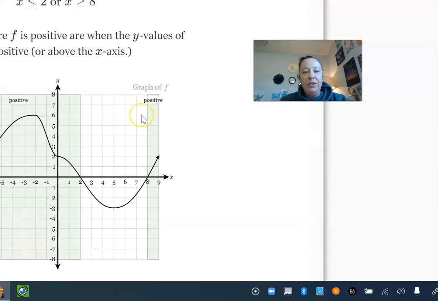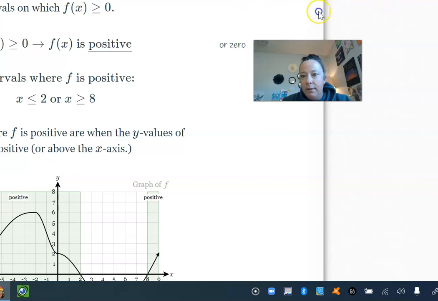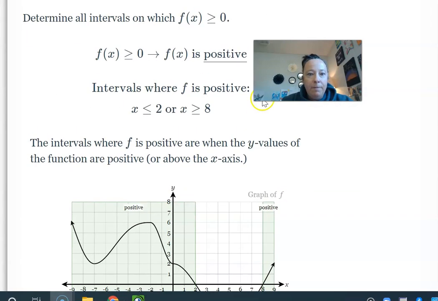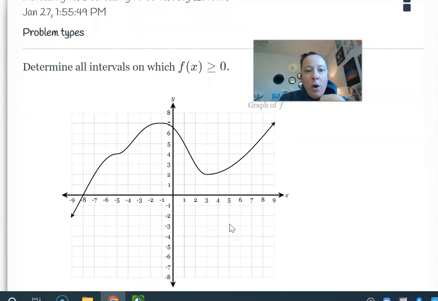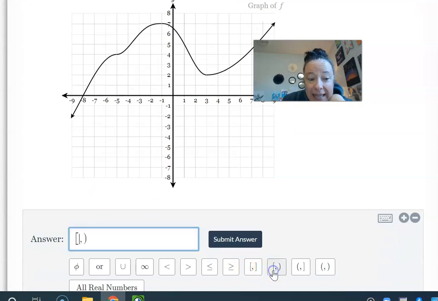All right, so back to Delta Math. I want to go to a new problem. And this one's asking, again, where it's greater than or equal to 0. So where it's above the x-axis, but also includes the x-intercept. So it's above the x-axis, every -8 and beyond. Okay, so if I smush all that to the x-axis, it would be bracket -8 and on forever to infinity.